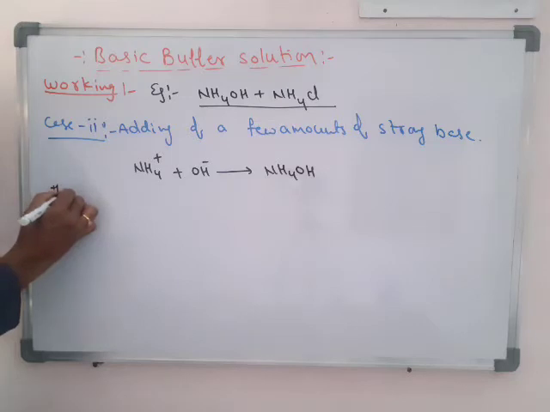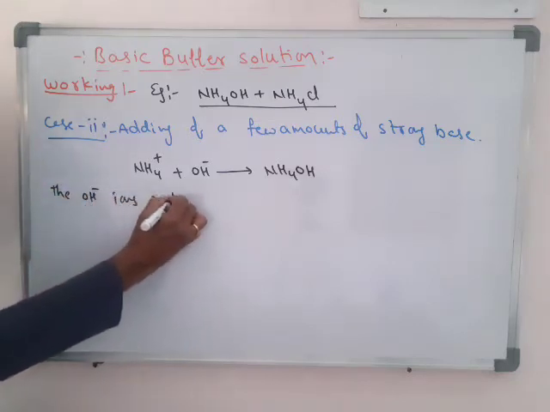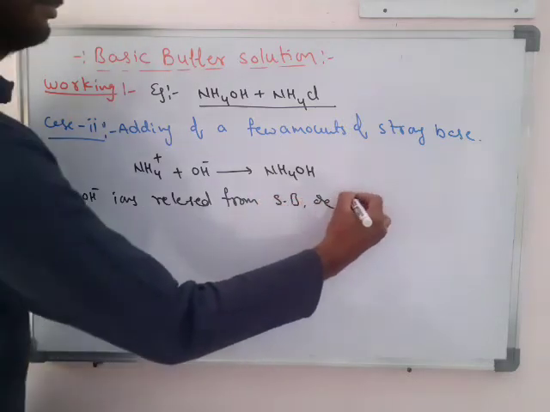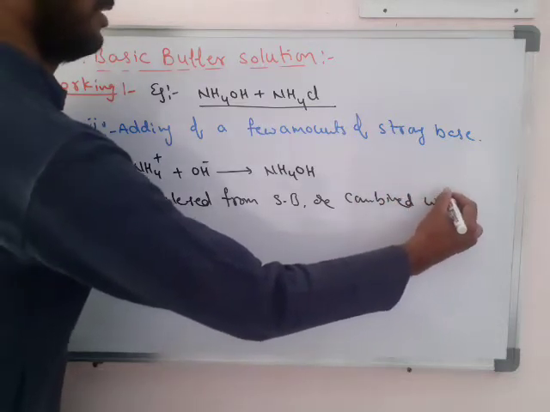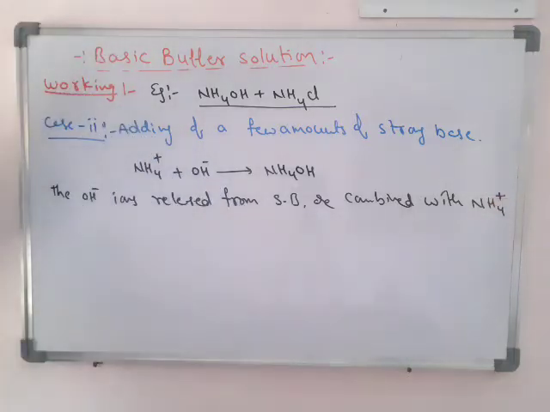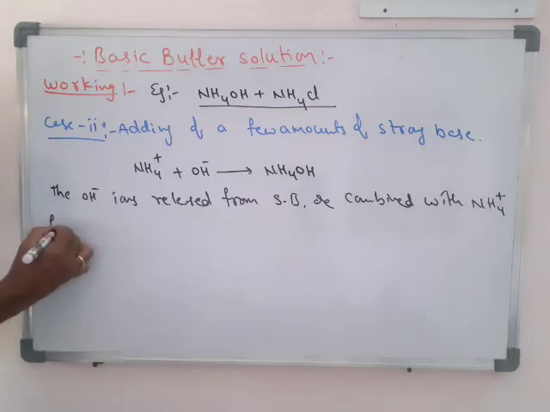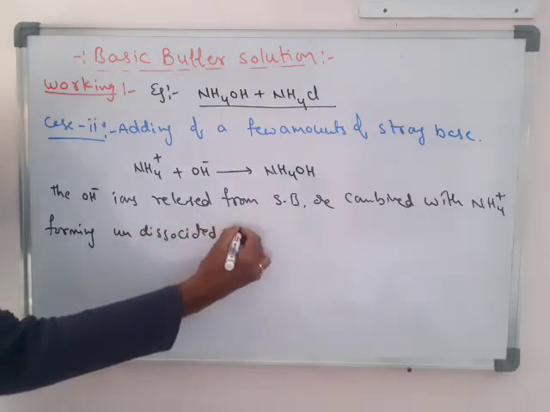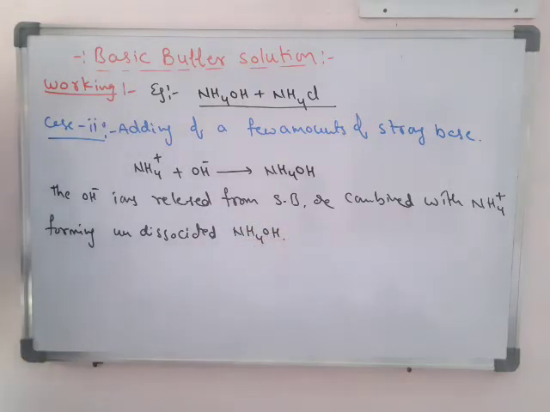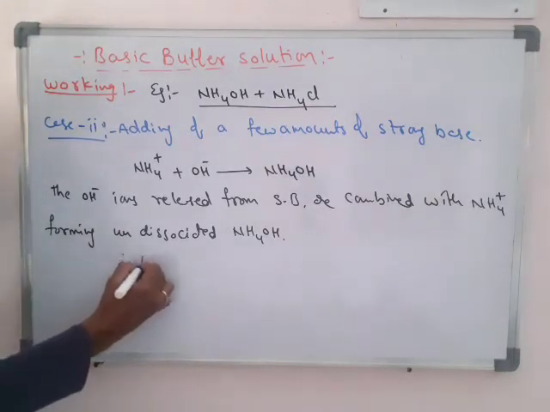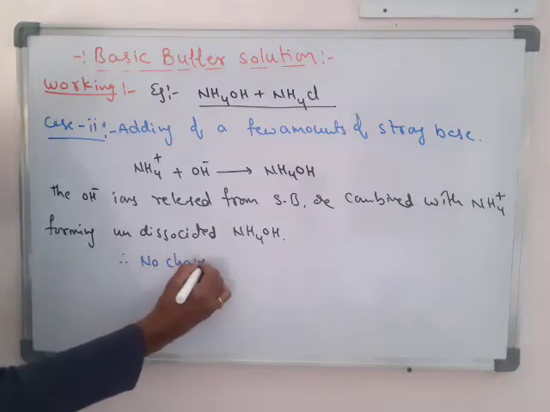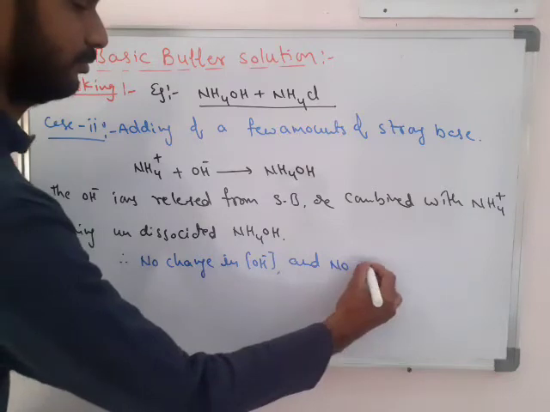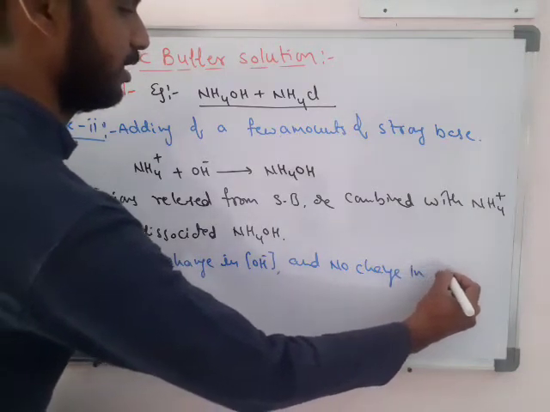Means here we can write: the OH minus ions released from strong base are combined with the NH4 plus, forming an undissociated base, that is NH4OH. So therefore there is no change in the OH minus concentration, and no change in pH.